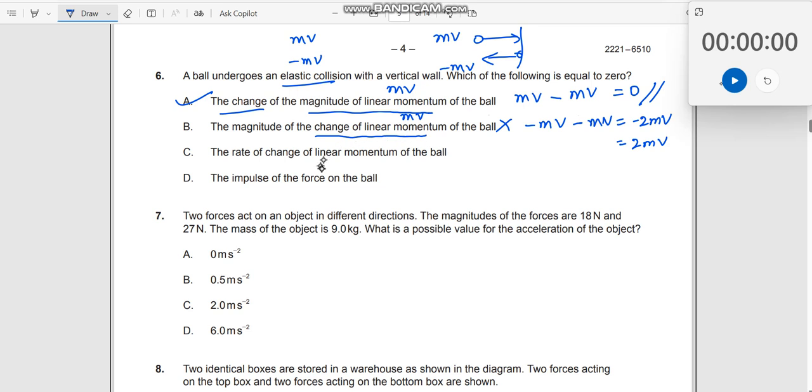Now let us look at the rest of them also here. Rest of them, what does it say? Rate of change of linear momentum of the ball. What is this actually? This is nothing but your force. Okay, so this is definitely incorrect, not equal to 0. Then impulse of the ball, force multiplied by time. So this is also not correct, and is also incorrect. Okay, so therefore A is the right option.